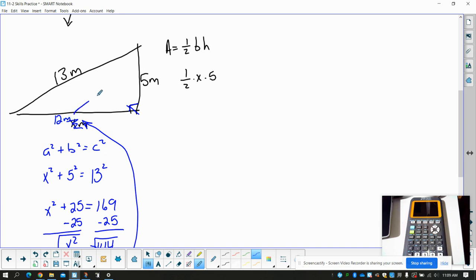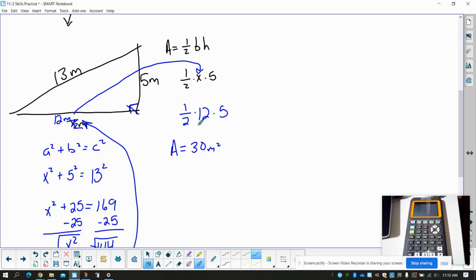So now I can take this and plug it in right there. So we're going to do 1/2 times 12 times 5. I think that's 30, but let's use my calculator just to make sure. For 1/2, I'm going to do 0.5 times 12 times 5. We get 30. So the area of this triangle is 30, and it'd be meters squared.